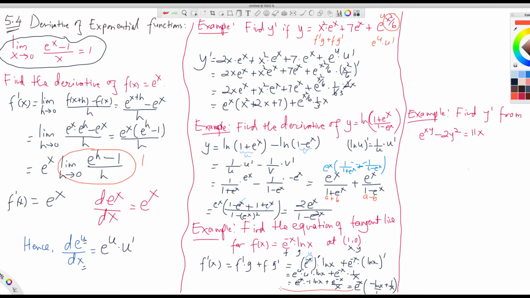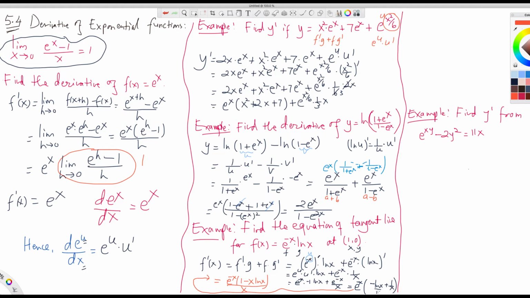Let me write down the combined form. It will look like this. So f prime of x is equal to e to the negative x times 1 minus x natural log of x divided by x. You can write that way, the final answer.